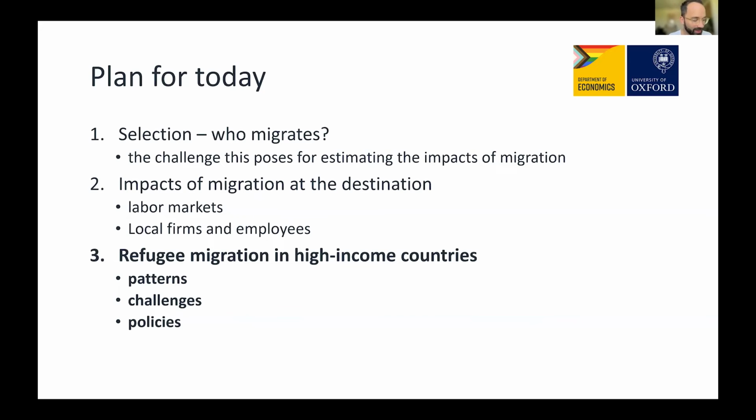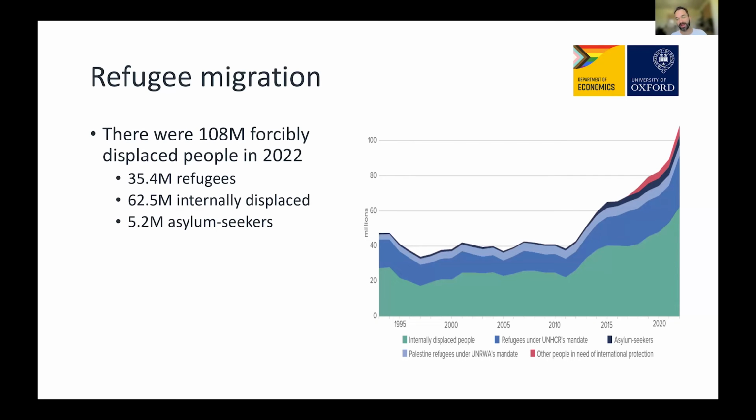All right. So in the last 5 minutes, I'm now going to switch a little bit and just touch on refugees and the role they play in this entire literature. Just like migration overall, refugee migration has increased massively. There are over 100 million forcibly displaced people in 2022. Now, importantly, very, very few of them end up as refugees in high-income countries, such as what you might see written about in UK newspapers.